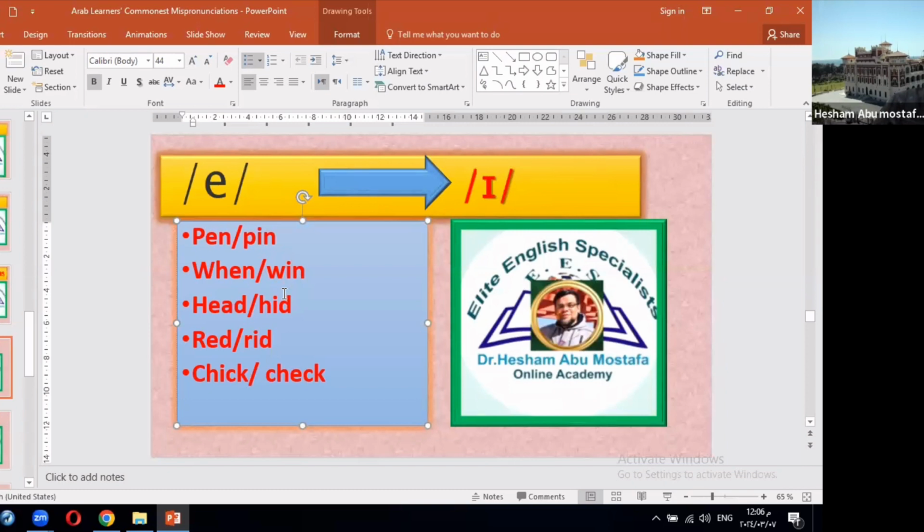Okay. So some students think that the difference is only in writing. So what do you mean, pin or pin? Which one? You pronounce them in the same way. So how can I distinguish between them? Okay. Red, read, cheek, check. Okay. Don't say check, check. No.